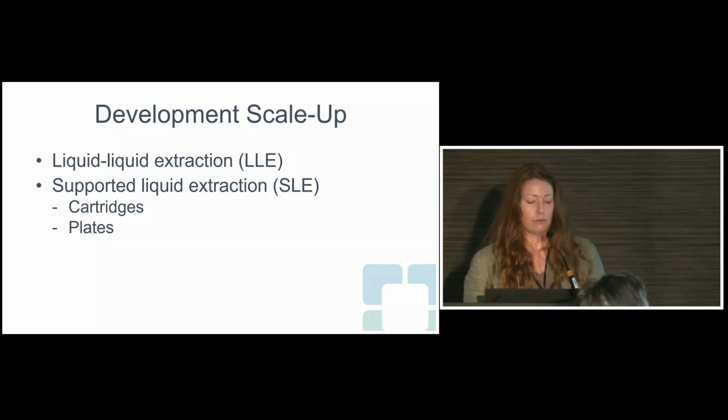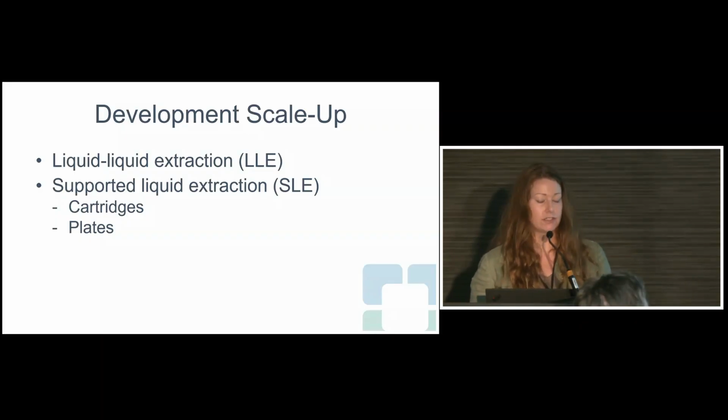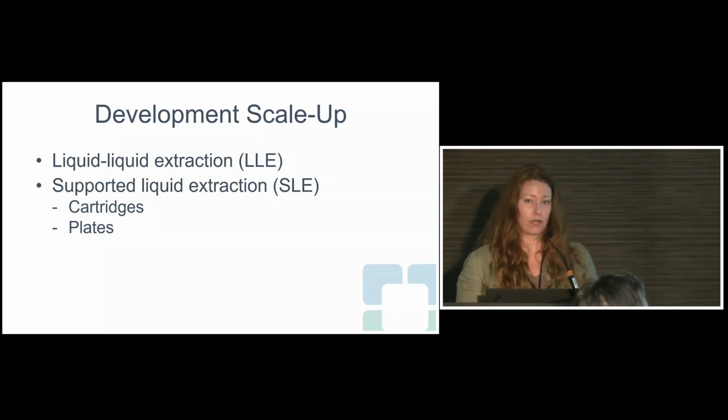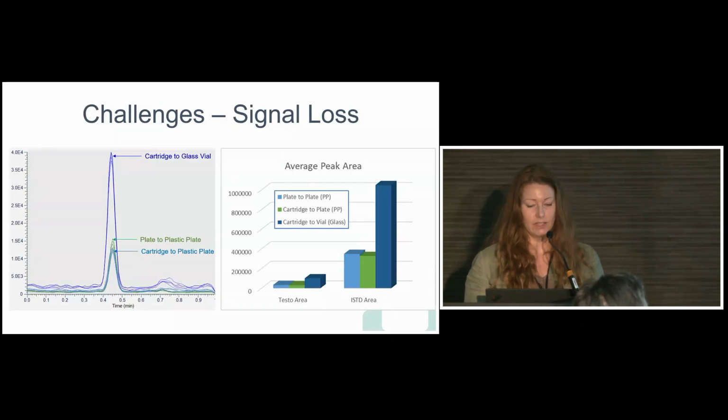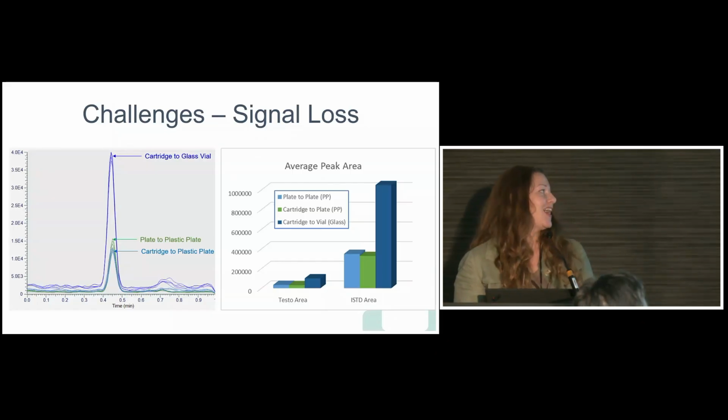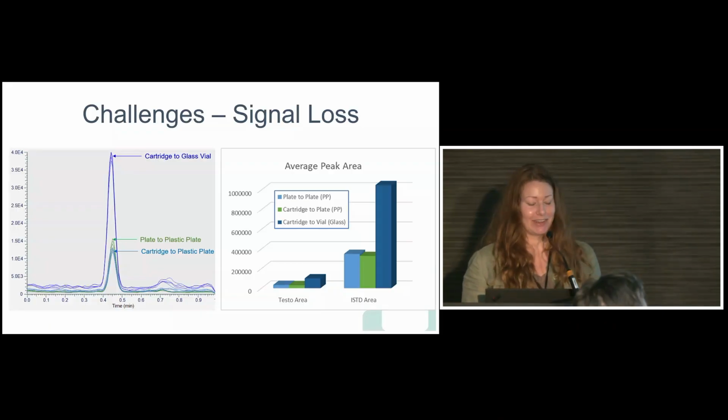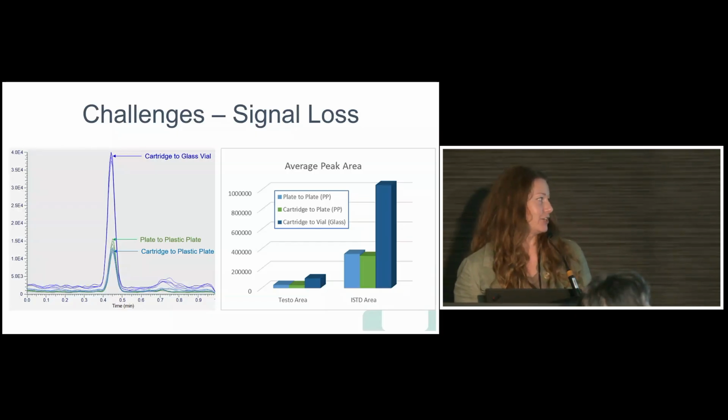So we moved towards supported liquid extraction. I started development with cartridges, small scale, and then we moved up to plates because we knew we were going to get that sample volume of approximately 100 samples a day. And shock, we now experience a new challenge. So why is my signal gone? Everything looked great when it was in cartridges, and we go to the plate, and now we have an issue.